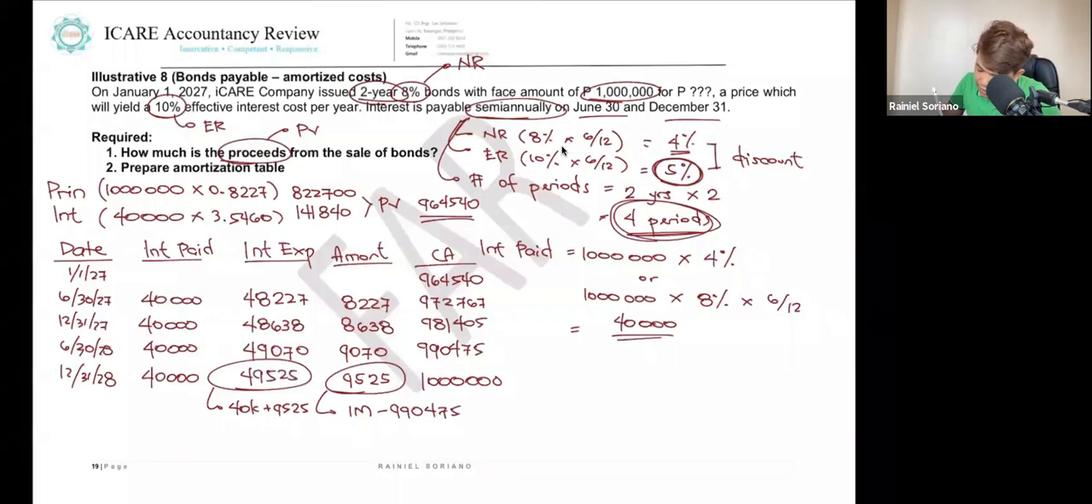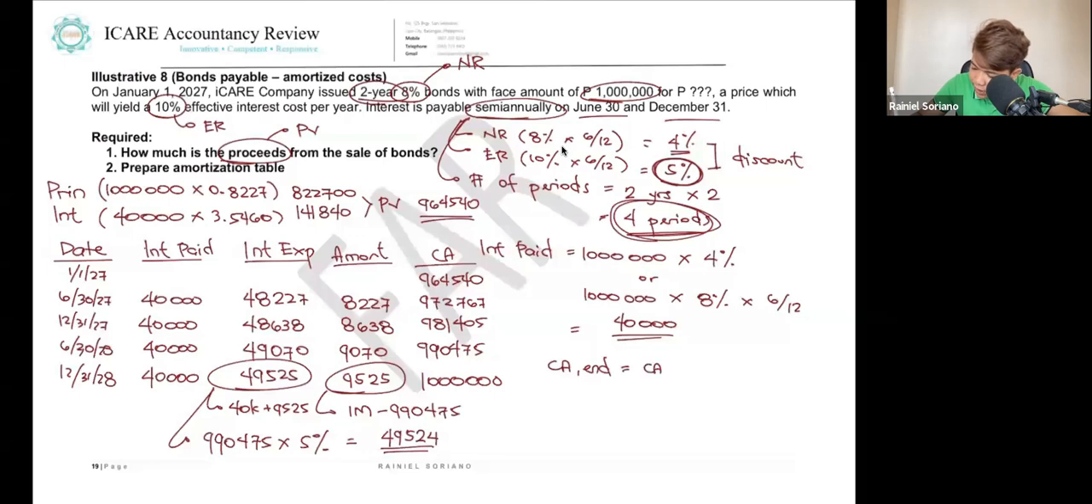This is equal to 49,525. Once again, hindi natin pwedeng basta-basta i-multiply ito ng 990,475 times 5% because ang mako-compute dito is may difference. Try natin. 990,475 times 5%, ang nako-compute mo dito is 49,524. So may difference po na piso. Rounding off difference lang yan. Okay? Now, apply natin yung shortcut. Ano yung Soriano notes natin? Carrying amount at the end is equal to carrying amount at the beginning times 1 plus effective rate minus the interest paid.